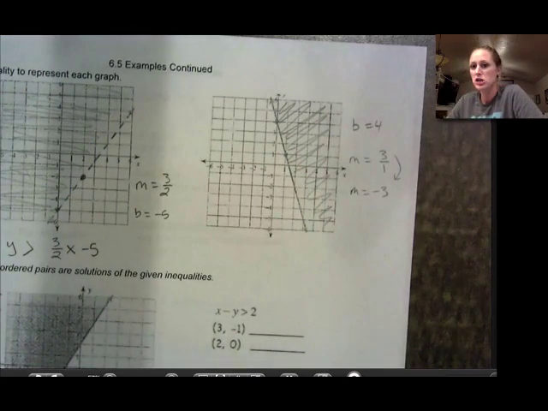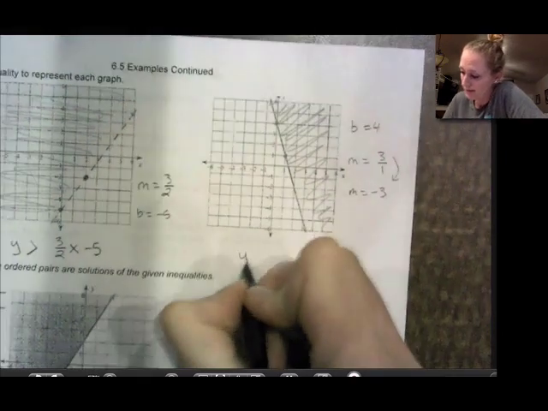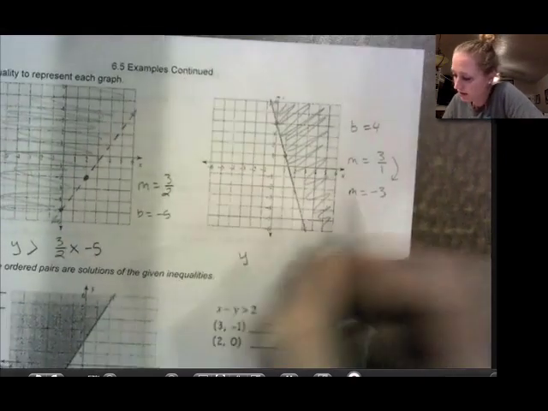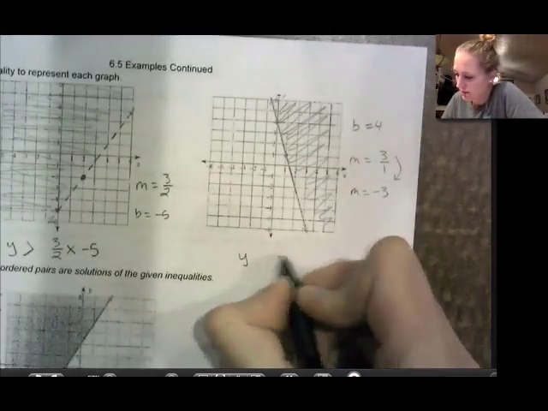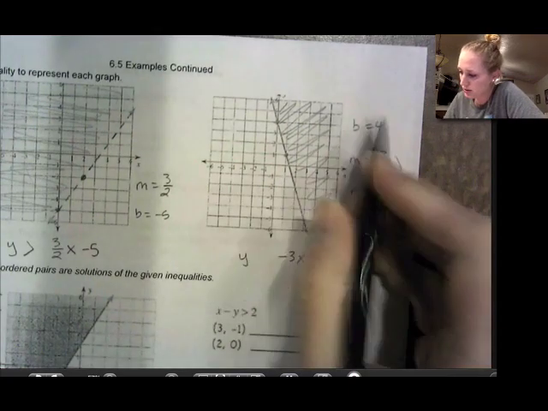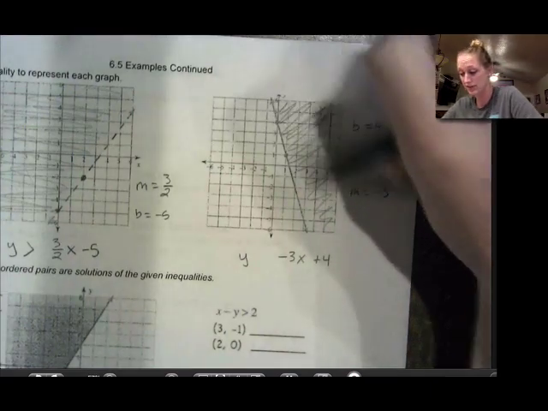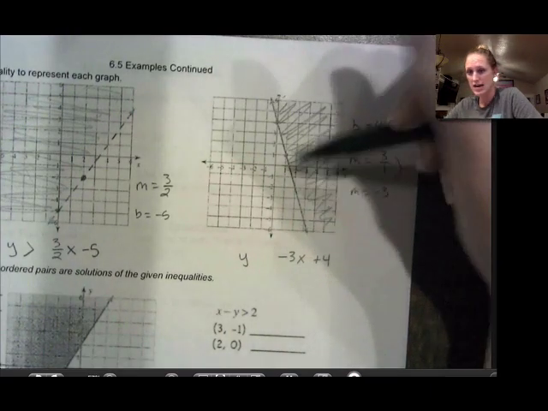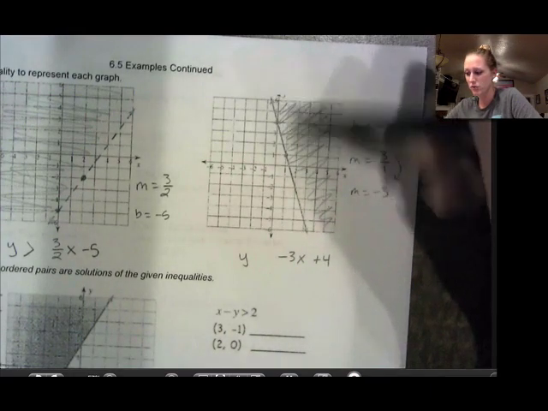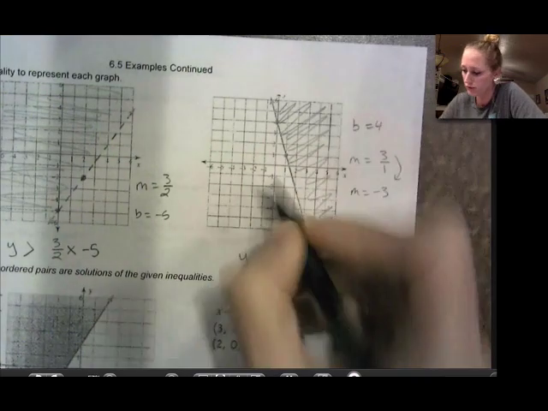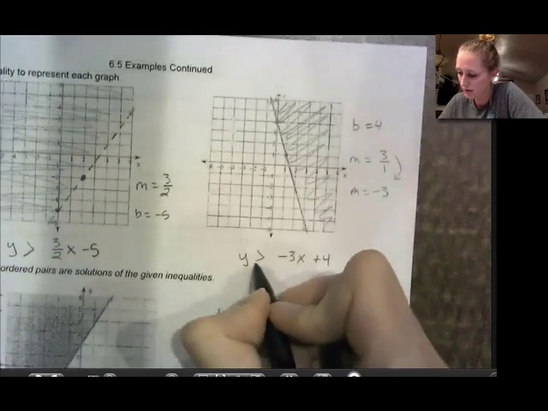All right, and write my inequality. So y, leave that spot blank for now. -3 is our slope times x. Y-intercept is +4. All right, so this one has a solid line, so it is going to be an or equal to, and it is shaded above the y-intercept. So this one is also greater than, but it's going to be greater than or equal to.